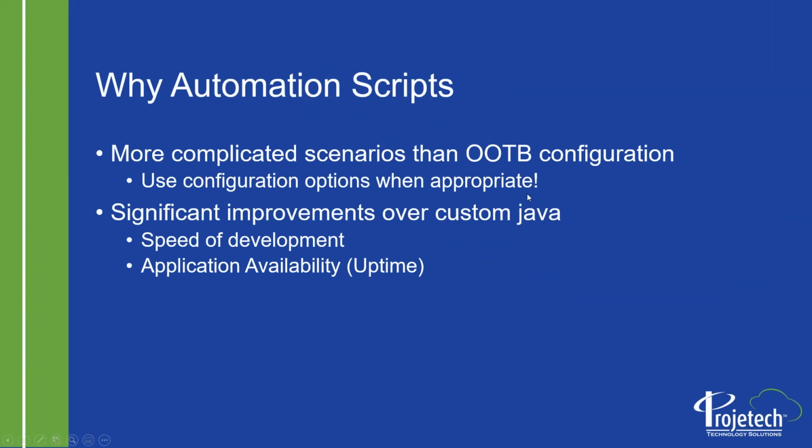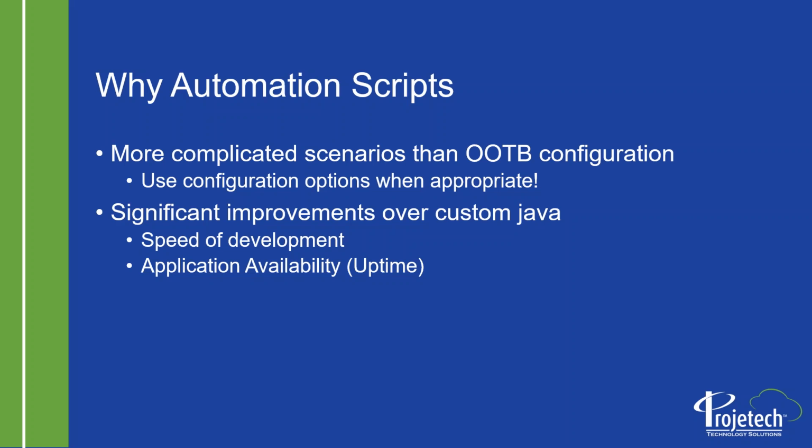So again, why automation scripts? The biggest thing is you start to hit walls with the out-of-the-box configuration. As far as products go, Maximo is by far the most configurable product I've ever seen. It's easy to add new attributes, add new applications, reports, whatever you need to do. But there's always going to be scenarios that go above and beyond that configuration, right? You want to add some additional validation to an object, restrict certain values in certain situations. That kind of flexibility is not really there in the core product. So you occasionally have to write an automation script there.